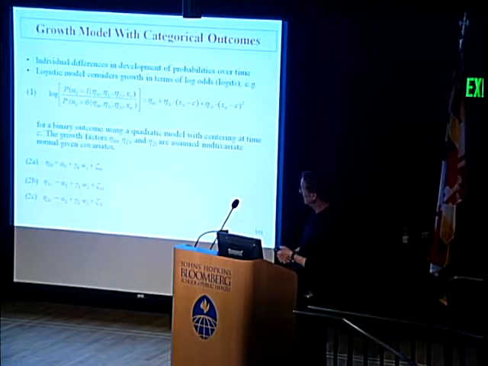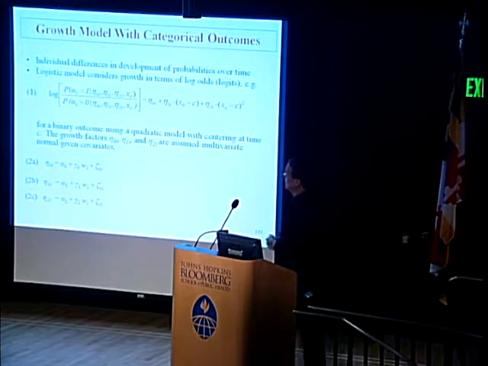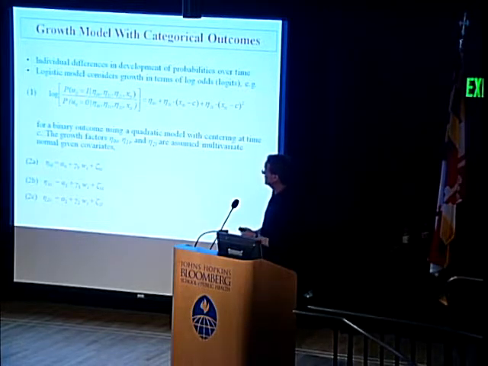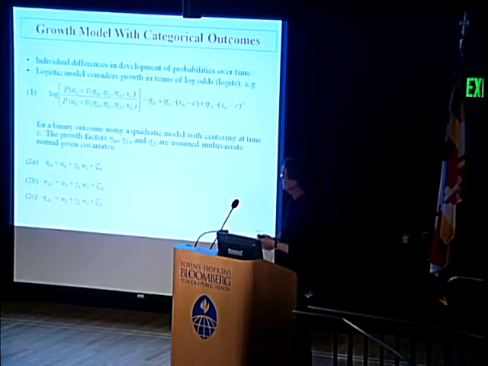Now we still have the same level 2 equations. We have an equation for the intercept, the linear slope, and the quadratic slope as a function of a time-invariant covariate w. So it's only the first level, the level 1 equation, that has changed.